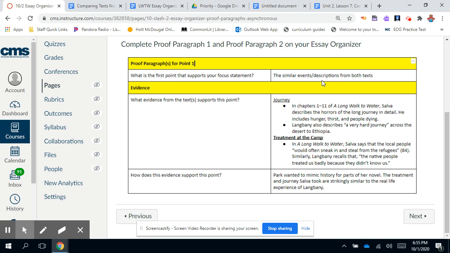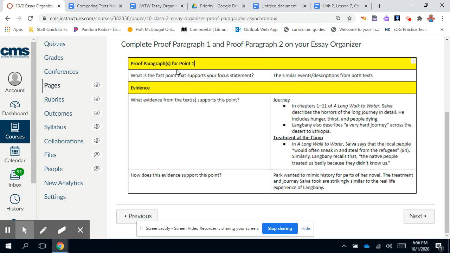So remember the essay prompt. How did Linda Sue Park use or alter history? Now for proof paragraph 1, I'm trying to support that she used history. So I said, Park wanted to mimic history for parts of her novel. The treatment and journeys Salva took are strikingly similar to the real-life experience of Lost Girls. So I'm explaining how this evidence proves that Linda Sue Park used history.